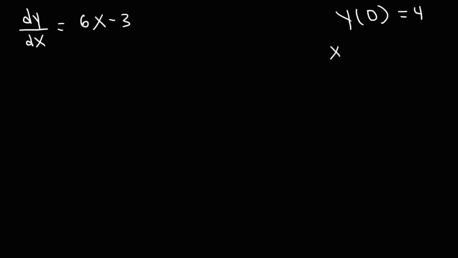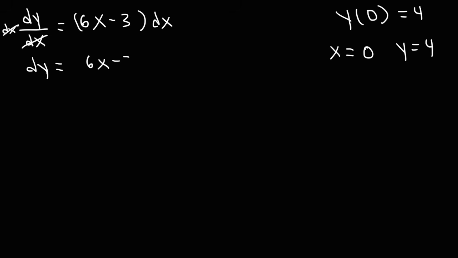And we're given the point y of 0 is equal to 4. So this means that x is 0 and y is 4. How can we solve this differential equation? The first thing I'm going to do is multiply both sides by dx. So I have dy is equal to 6x minus 3 times dx. I like to separate the variables, I like to separate y from x.